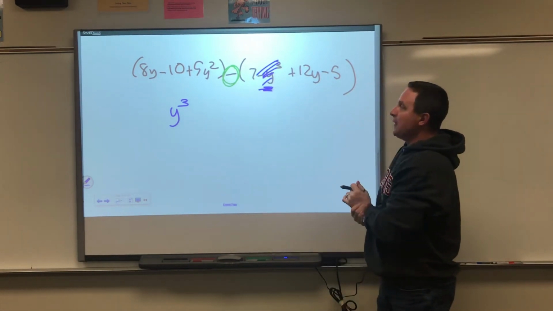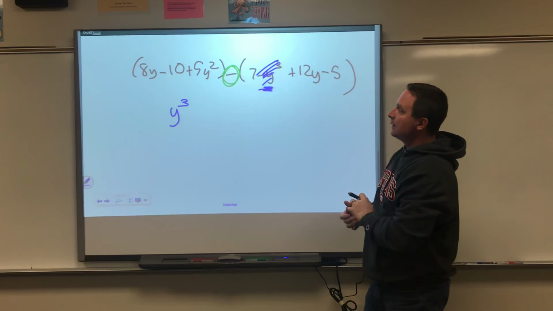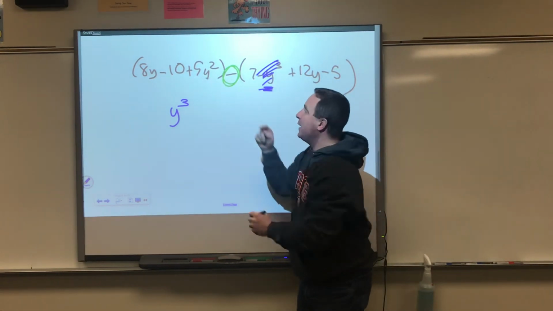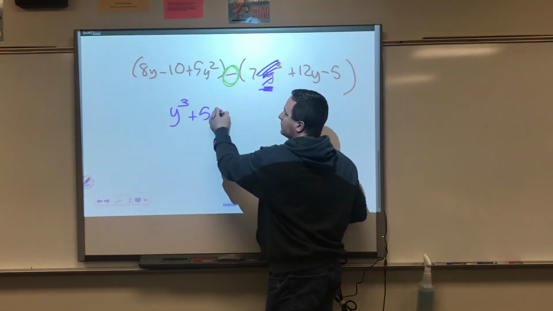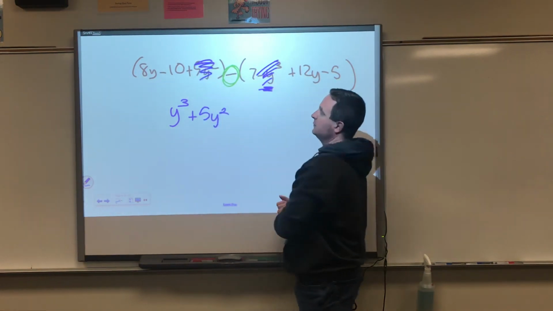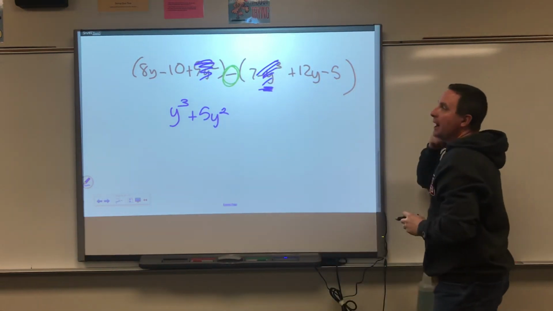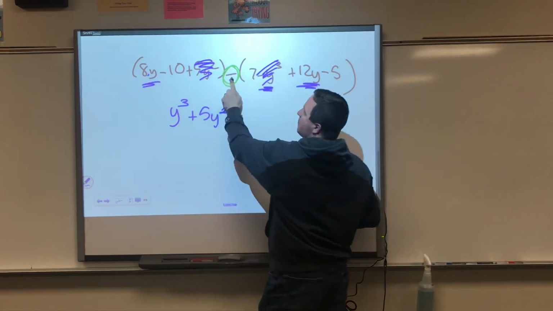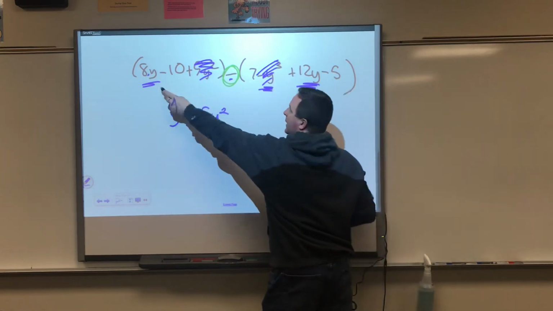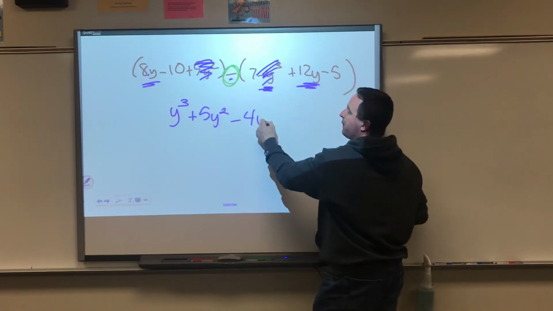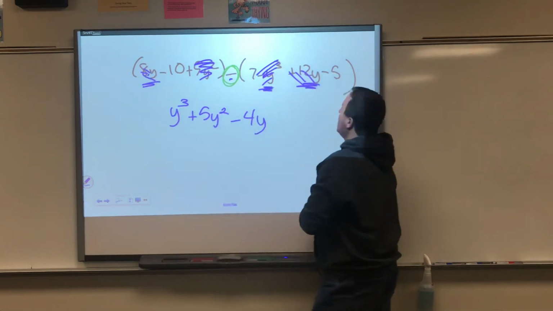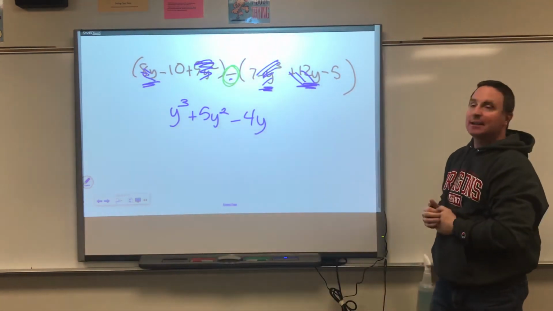Okay, after that come the squareds. Okay, and I see there's only one y squared, and it's a positive 5y squared. So that one's done. Then would come my y's, and there's two of them. There's one here and one here. And it's 8 minus 12. 8 minus 12 is negative 4y. And that's gone.